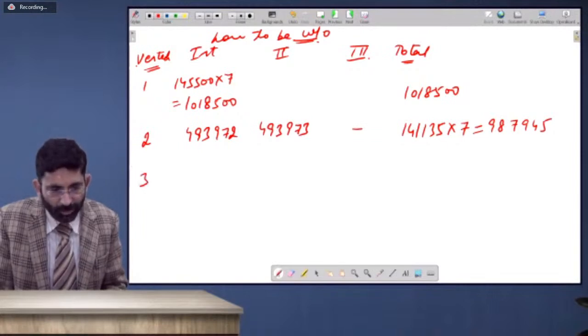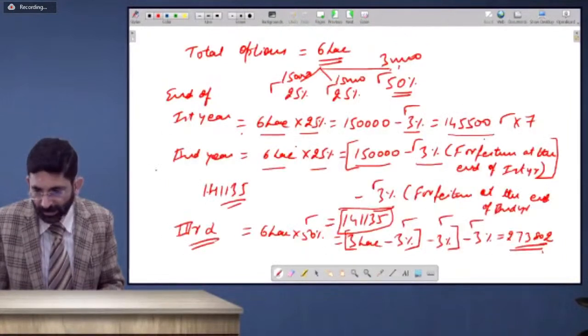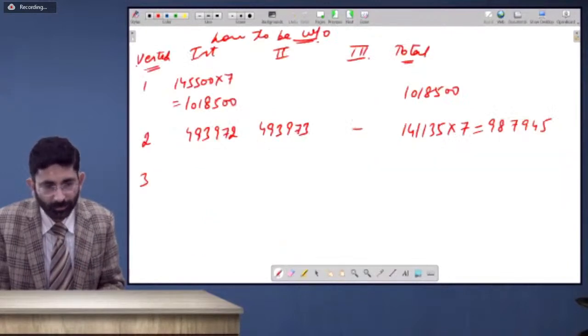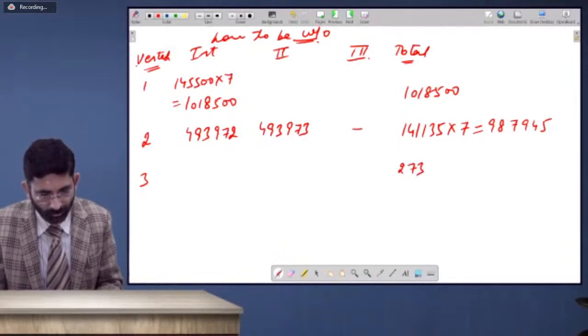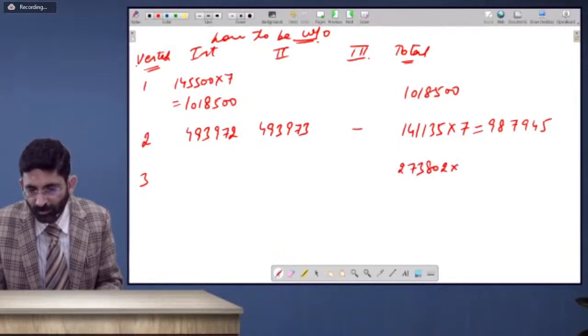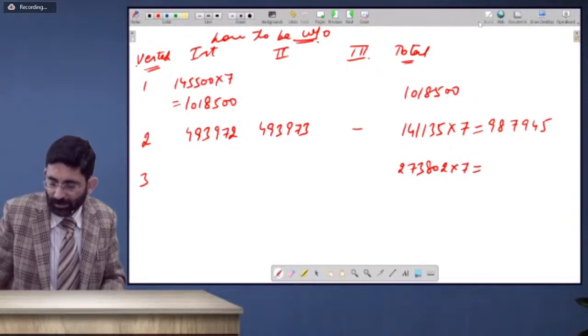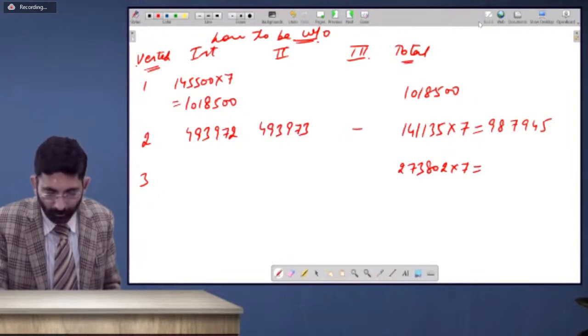And those which are opted in the third year are how much? These are 2,73,802. These options are exercised in the third year. So their total loss is 273,802 into 7.